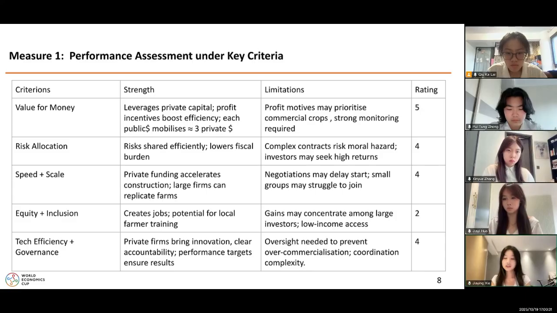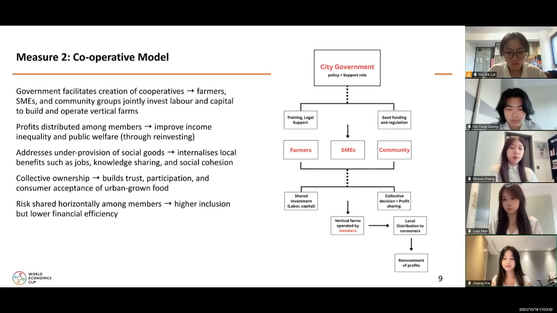Finally, technological efficiency and governance are strong due to private expertise and performance-based accountability, though transparency between multiple partners remains a key challenge. Under this model, the city forms a cooperative network where local farmers, small businesses, and community groups jointly invest in, build, and operate vertical farms. Instead of relying on private firms, this model encourages collective ownership and shared responsibility.